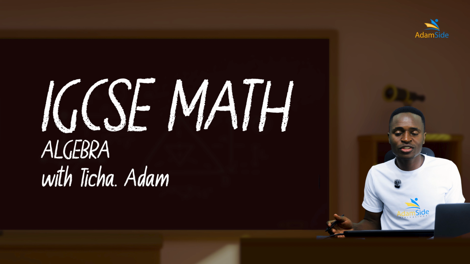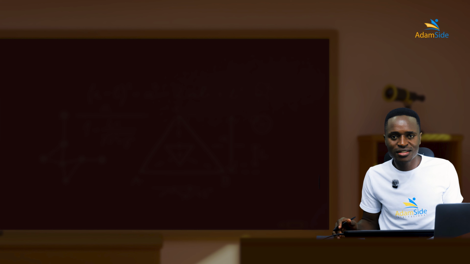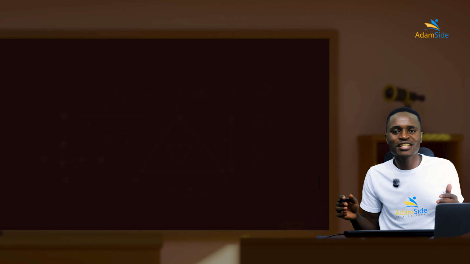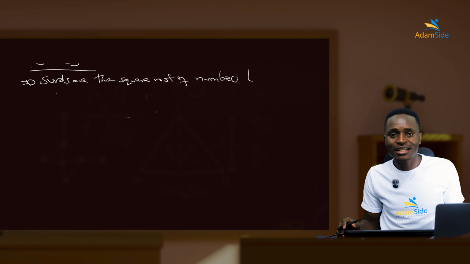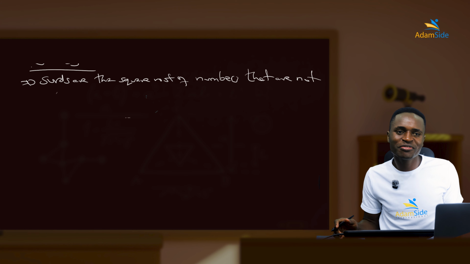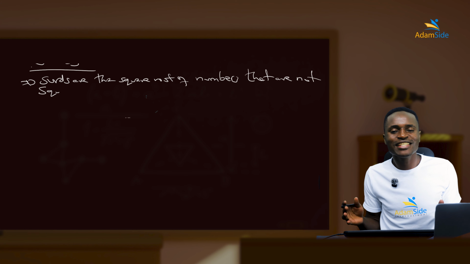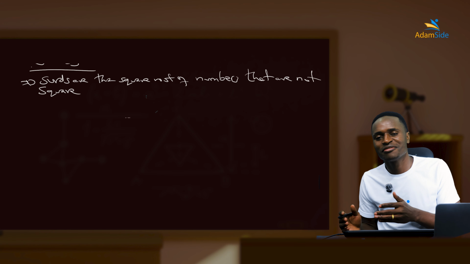Today we are still continuing with the topic of numbers, and we are going to the subunit of surds. What are surds? That's what I'm going to start with. As we said before, surds are the square root of numbers that are not square. We know when finding the square root of numbers, it's easier. It's very, very simple. Like square root of 9 is 3, square root of 25 is 5.